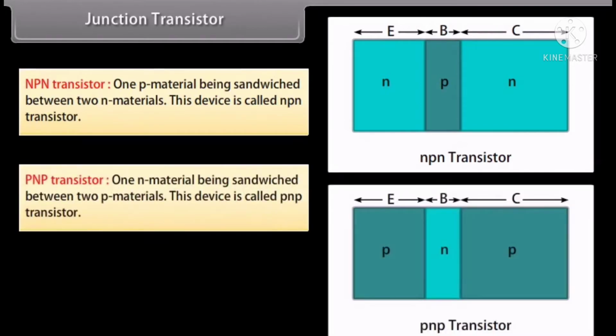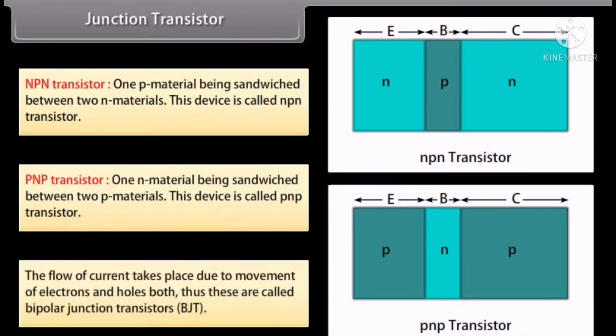In a PNP transistor, one N material is sandwiched between two P materials. This device is called a PNP transistor. The flow of current takes place due to movement of both electrons and holes. Thus, these are called bipolar junction transistors.